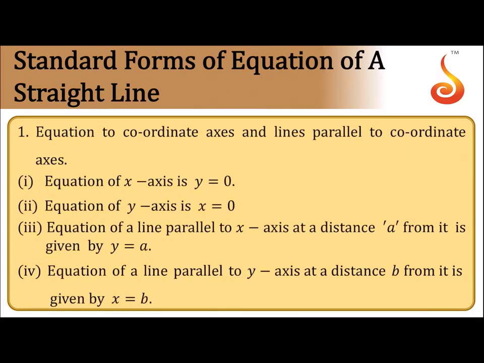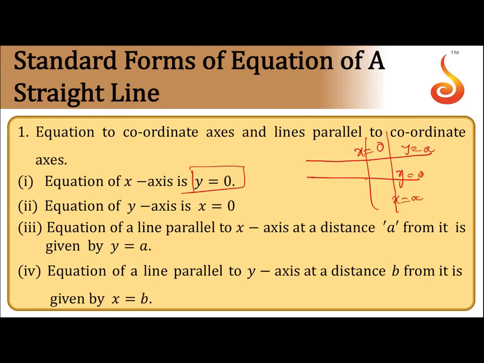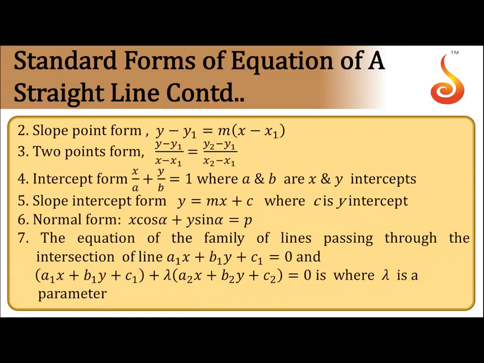Let's revise some of the other points. The equation of the coordinate axes and of lines parallel to the coordinate axes. We know the equation of the x-axis is y is equal to 0, and the equation of the y-axis is x is equal to 0. The equation of a line parallel to the x-axis is y is equal to a constant, and the equation of a line parallel to the y-axis is x is equal to a constant, say x equals b. These are some of the equations of the straight line.